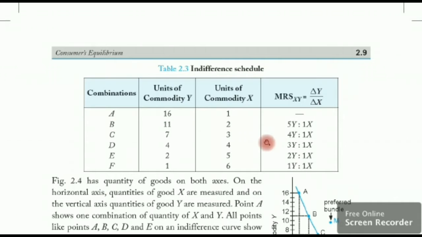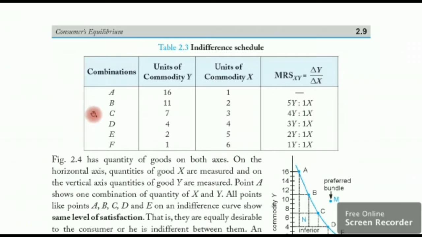Let's move to the indifference curve table or schedule. Right here we have combinations of two different goods and the marginal rate of substitution. That means if we buy 11 units of Y commodity, then we are having a combination here for one more X commodity, right? Here we are sacrificing 5 units of Y for one additional X unit, and vice versa.